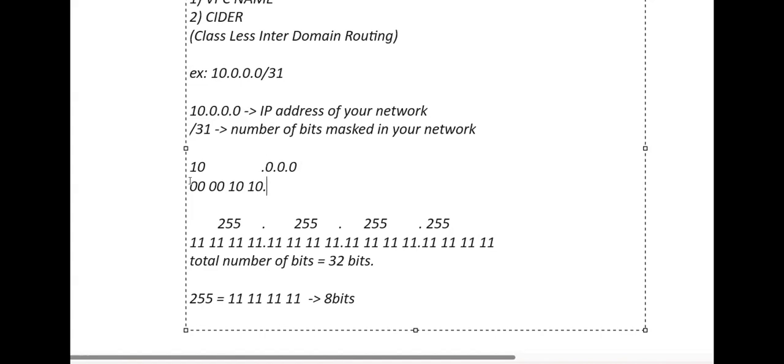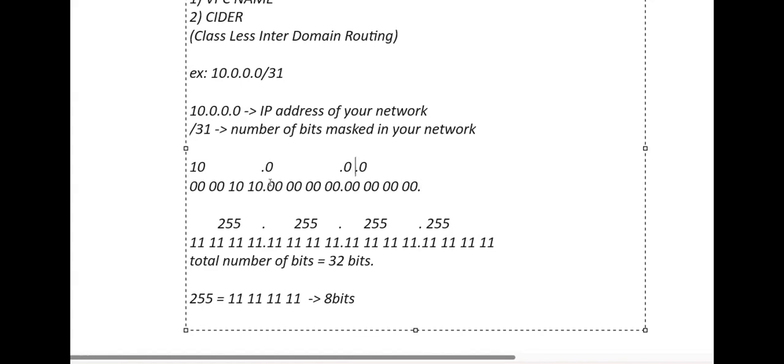Now let us put a dot here and let us represent this 0. So for this, how many bits can I represent? 8 bits. 1, 2, 3, 4, 5, 6, 7, 8. Okay, I represented this 0 as well. Now I want to represent the next 0. That is nothing but 8 bits. 1, 2, 3, 4, 5, 6, 7, 8.